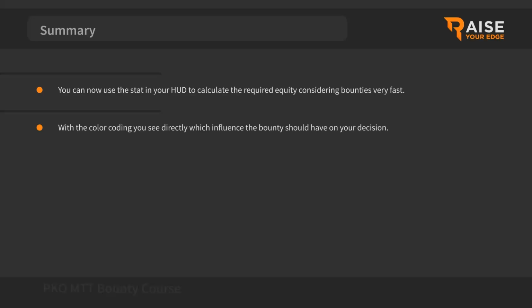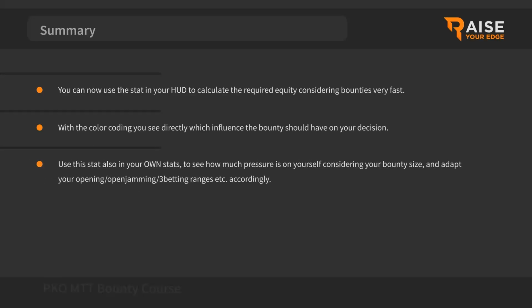Okay, there's a bounty to be won. How should I adapt my ranges? How should I adapt my free betting ranges, and so on? And not only do you have this for your opponents, of course, you can put this stat into your own displayed stats. This will also help you. So if you see you have a red number in the bounty power, of course, then you don't have to adapt your ranges very much. If you see you have a green bounty power number, okay, then you probably should adapt your ranges.